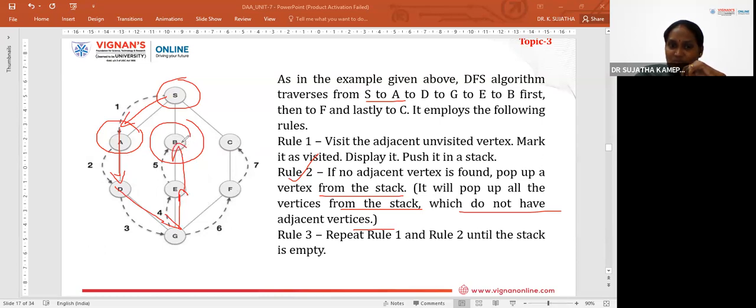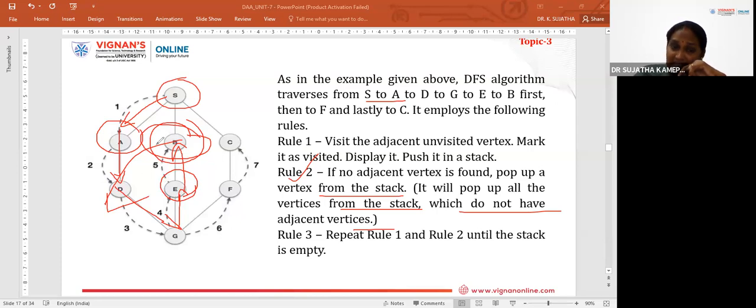Once the search process moves here, now if you see, B has only the adjacent S. Since S is already visited, it doesn't have another adjacent vertex. So B is to be popped from the stack, right? After that, what is the adjacent vertex from E that we can select?